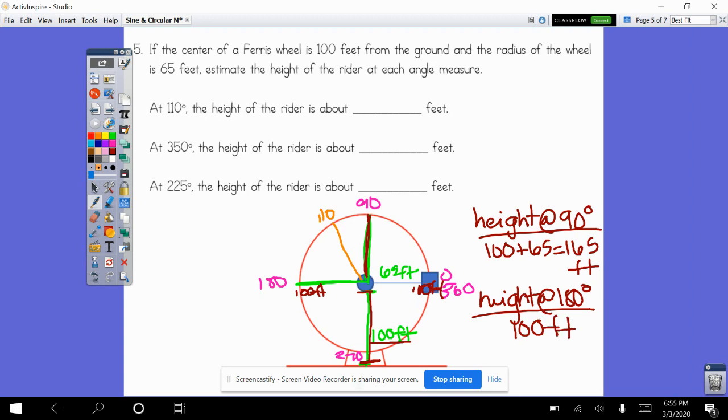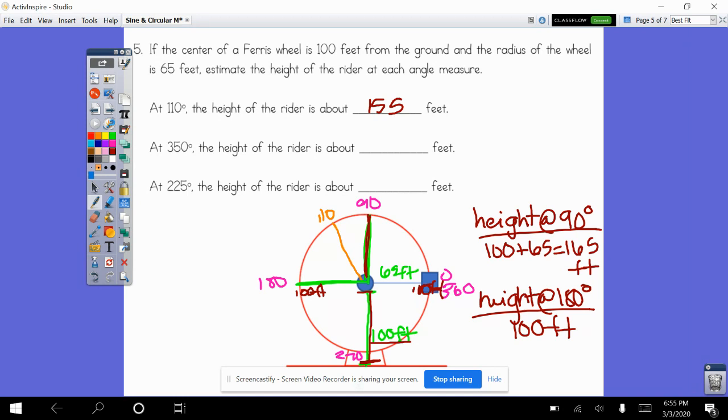So at 110 degrees, it's going to be between 100 feet and 165 feet. But it's going to be closer to 165 because 110 is closer to 90 than 180. So I'm going to pick like 155 feet. Again, it's okay if yours is a little different. But I'm basically just going off the fact that I know it's close to 165, but it's a bit farther away from 165, and it can't be less than 100. So I would say anything between 100 and 165, but closer to 165, would be a reasonable estimate.